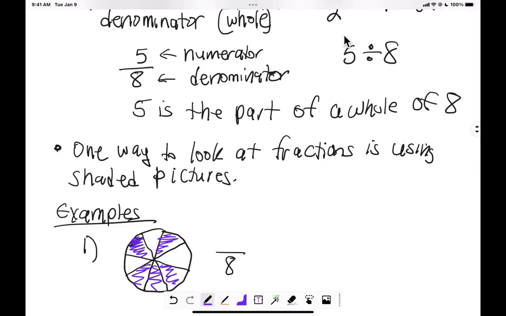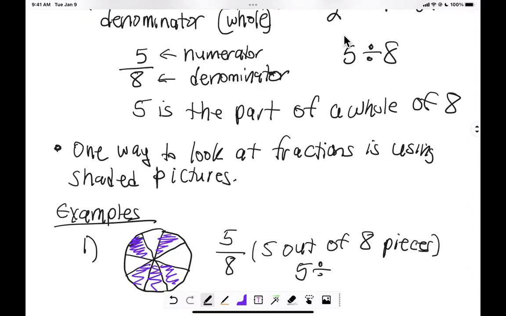So out of 8, 8 is my whole, 8 pieces make a whole pie graph. I am representing a fraction here, and this fraction would be 5/8 or 5 out of 8. You can think of it that way too. 5 out of 8 pieces, which means 5/8 or 5 divided by 8. All means the same thing. 5 is my part. 8 is my whole.